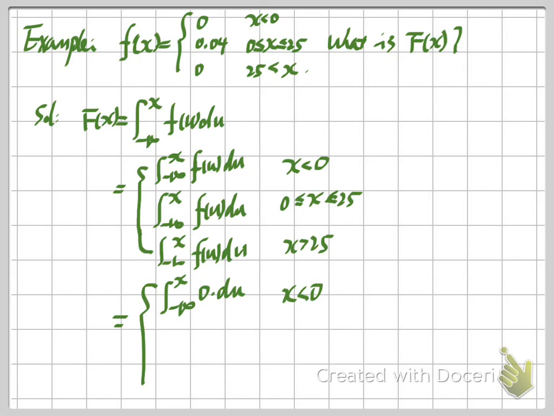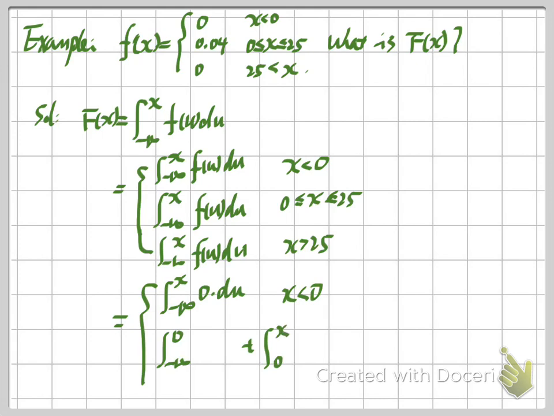Actually, there are 2 possible values of our PDF. One is when x is smaller than 0, the value of our PDF is 0, and when x is between these 2 parts, the value of our PDF will equal 0.04. So that means when we compute this integral, we need to divide this into 2 parts. One is from negative infinity to 0, and the other part is from 0 to our x.